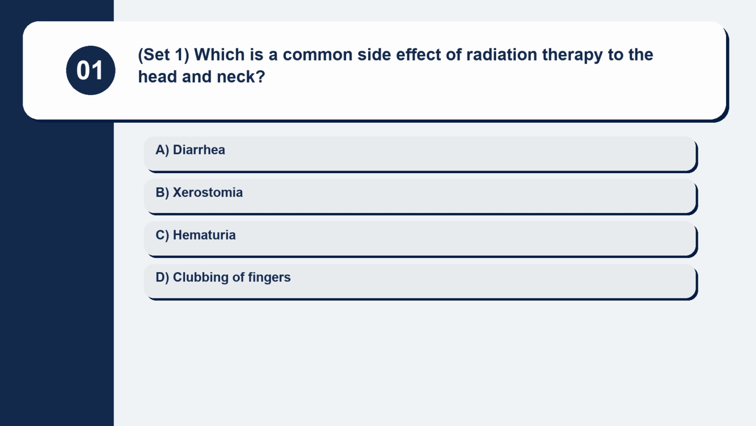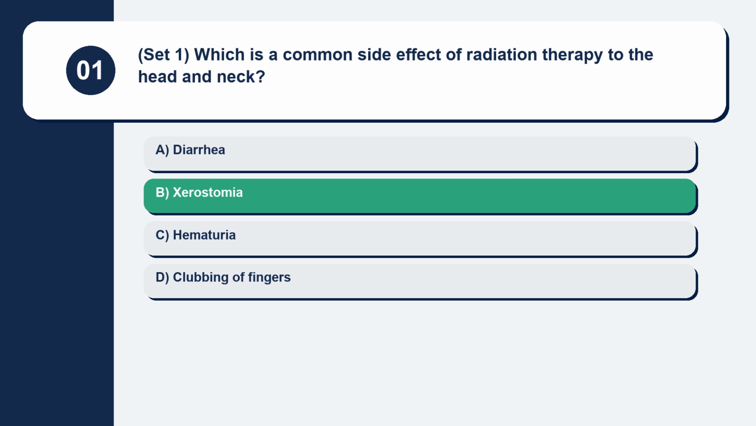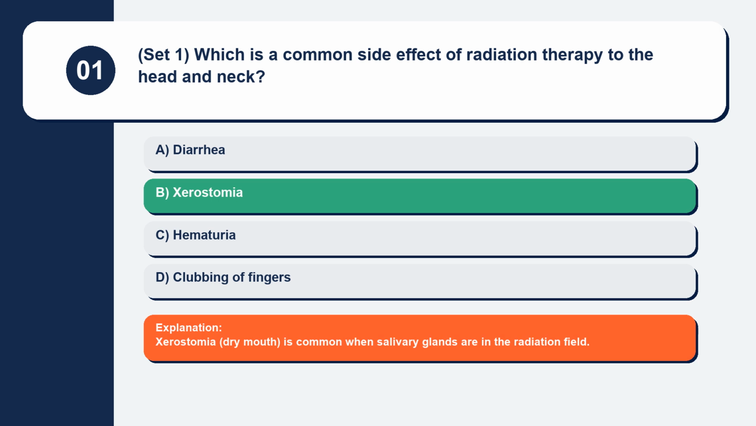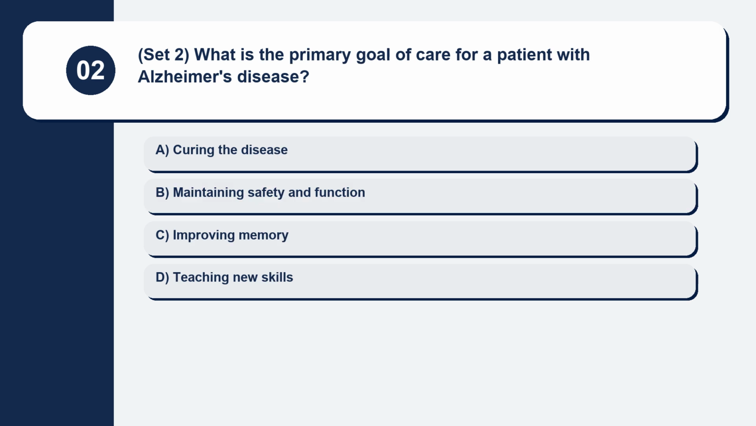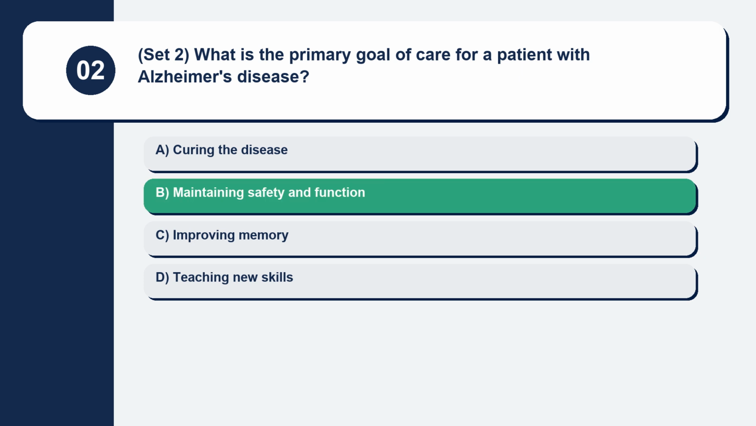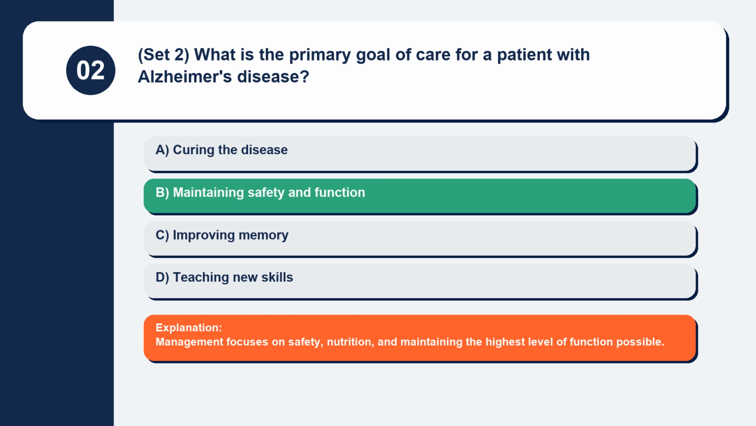Question 1. Set 1. Which is a common side effect of radiation therapy to the head and neck: diarrhea, xerostomia, hematuria, clubbing of fingers. Xerostomia, dry mouth, is common when salivary glands are in the radiation field. Question 2. Set 2. What is the primary goal of care for a patient with Alzheimer's disease? Curing the disease, maintaining safety and function, improving memory, teaching new skills. Management focuses on safety, nutrition, and maintaining the highest level of function possible.